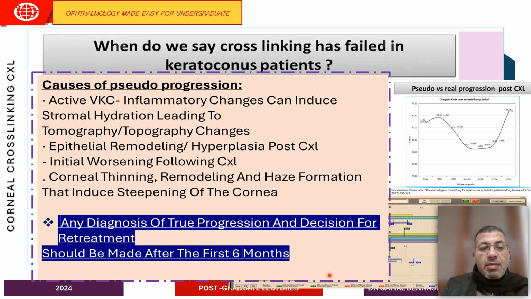If you use an epithelial-off technique with a longer duration, there will be dehydration of the stroma. So this will affect your tomographic data, and the remodeling and the haze that happens after the procedure will affect your tomographic data. So any diagnosis of true progression should be decided after 6 months from the primary cross-linking.